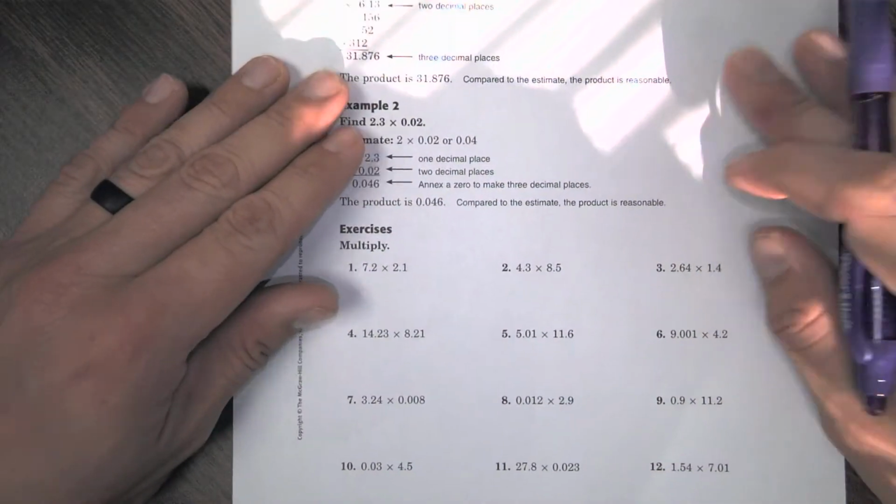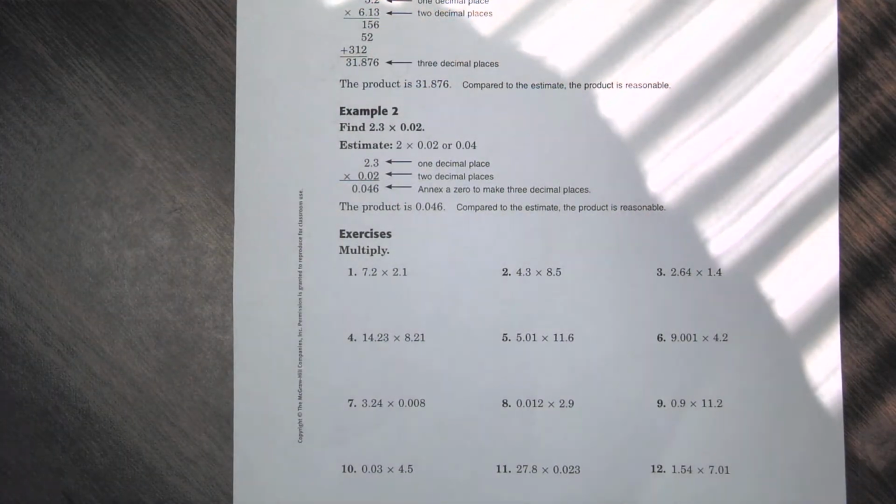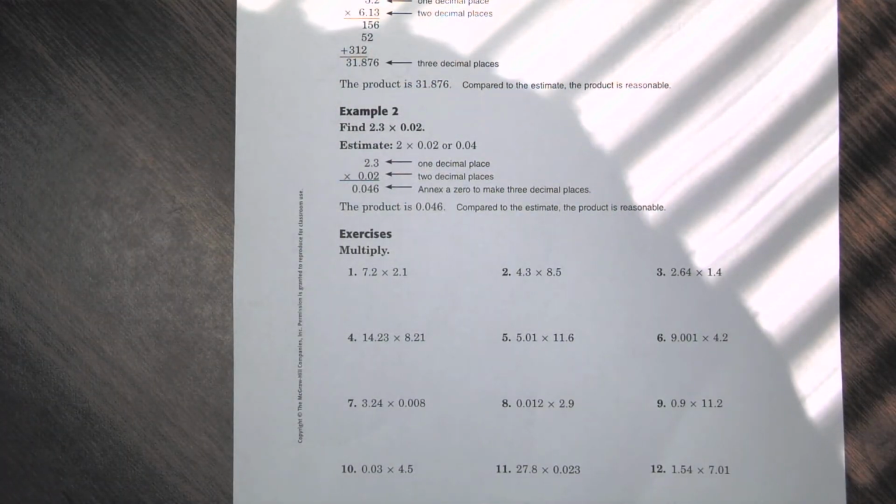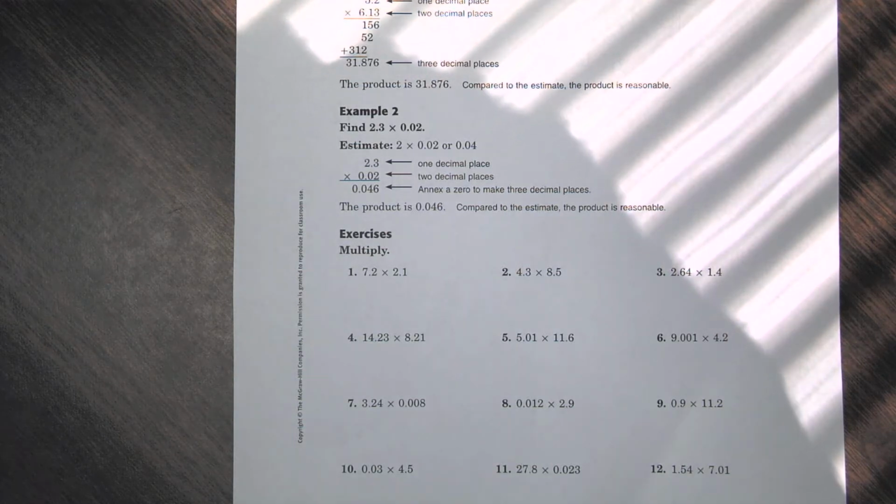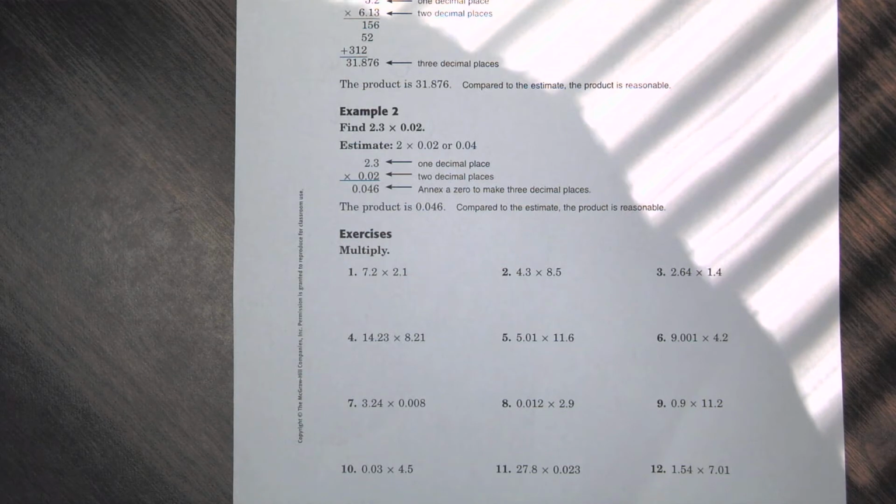So, using that now, I want you to go ahead and pause the video and work on 1 through 12. So you need to write them out. You're not estimating or anything. You're just multiplying these numbers out and solving them. So pause the video and then do 1 through 12.